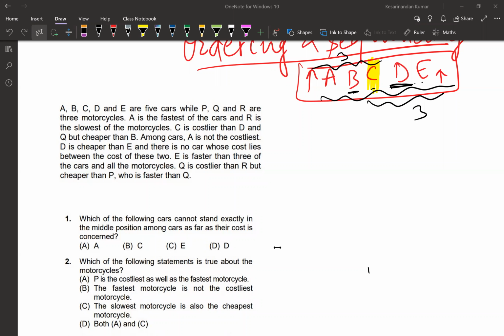Okay, sorry, the last line which states is who is faster than Q. That means, yes, P is faster than Q, right? Yes. Basically, whenever you get such a statement, who, it means it is referring to just the previous one.